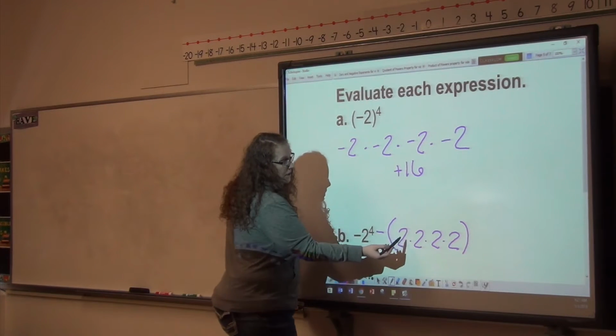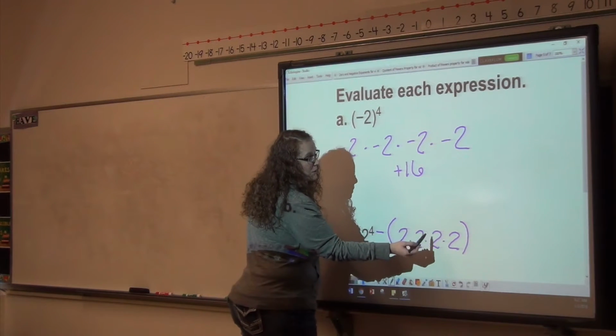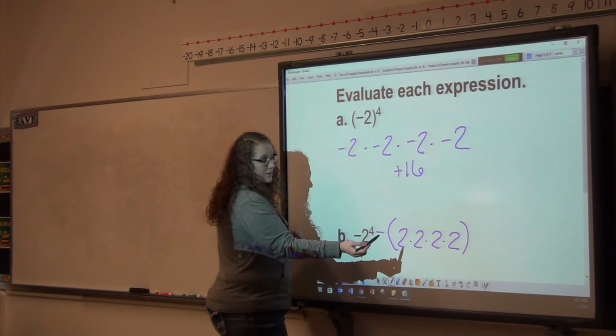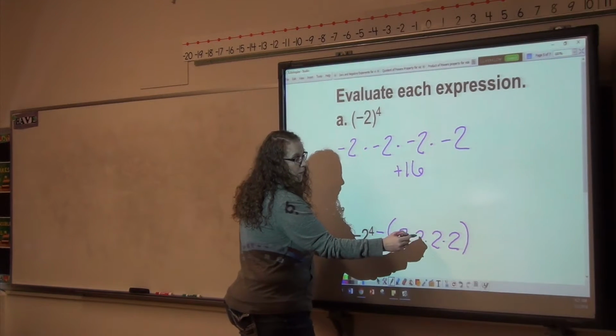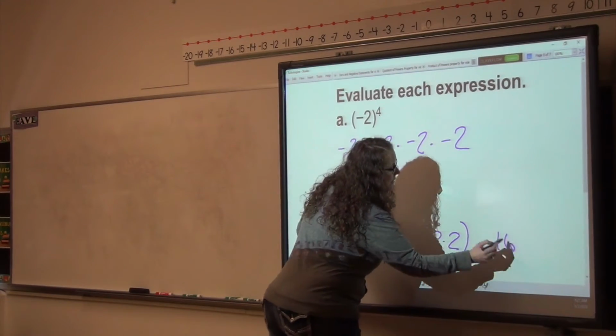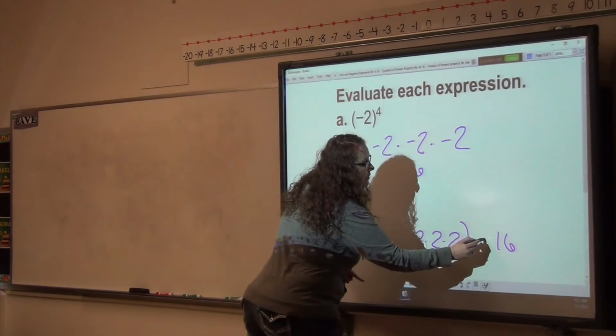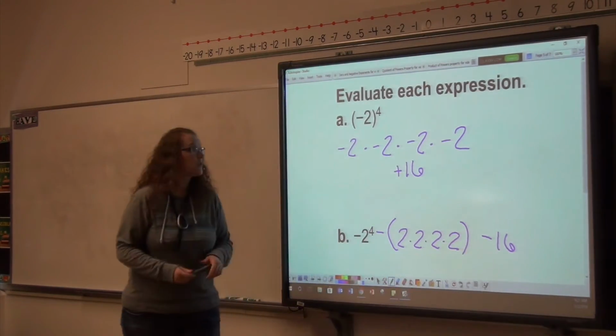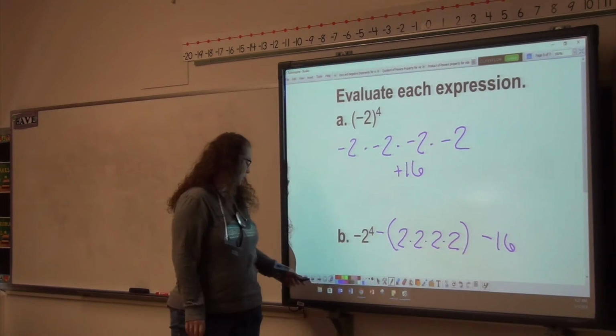and this one here is -2 × -2 or 2 × 2 × 2 × 2, all positive. So 2 × 2 = 4, × 2 = 8, × 2 = 16. And since the entire thing is negative, this one is -16. So you can kind of see the difference there in the notation.